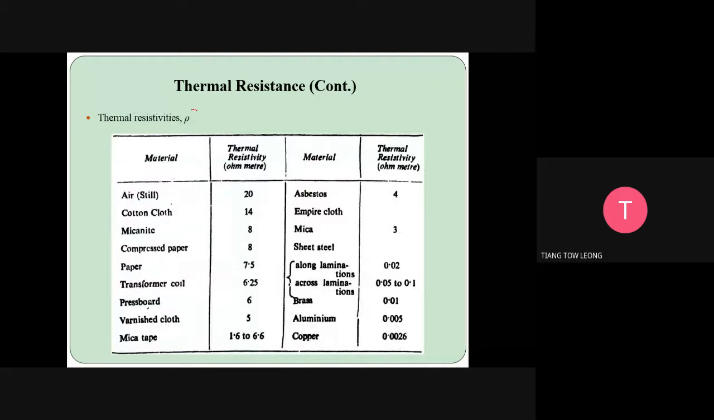Thermal resistivity. So different materials will have different thermal resistivity. For air it is 20, and then let's take copper, 0.0026 ohm meter. Thermal resistivity in ohm meters, which means in air, if we give 100 degrees, it's very difficult to get 100 at the other end. But in copper, if we take 100, then at the other end we might get 100 as well, because the resistance is very low.